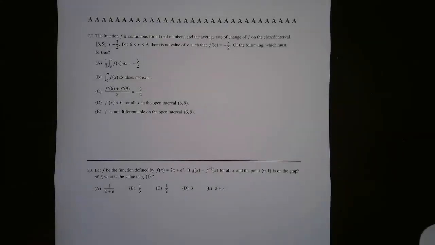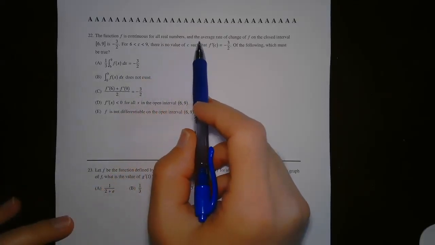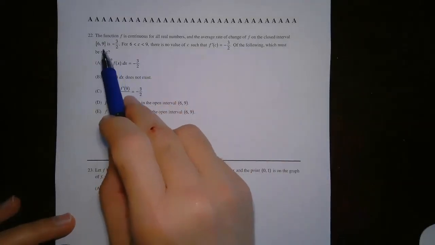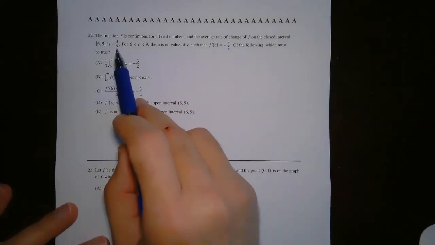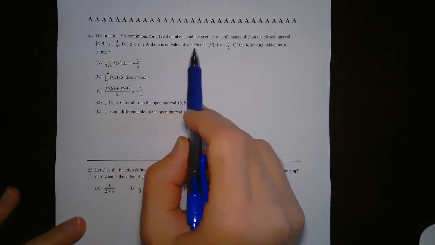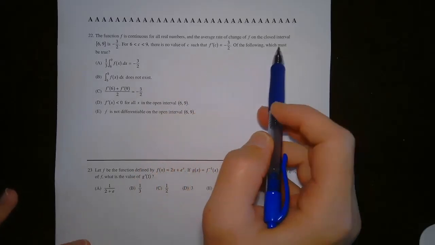For number 22, I pulled this up because there's a lot of information here. The function f is continuous for all real numbers, and the average rate of change of f on the closed interval from 6 to 9 is -3/2. And for 6 less than c less than 9, there is no value of c such that f prime of c is equal to -3/2. Of the following, which must be true?